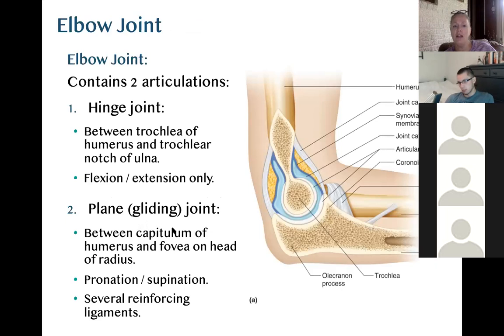And then you have a gliding joint, which is between that capitulum of the humerus, that little projection I showed you, and the radius, for pronation and supination. All right.